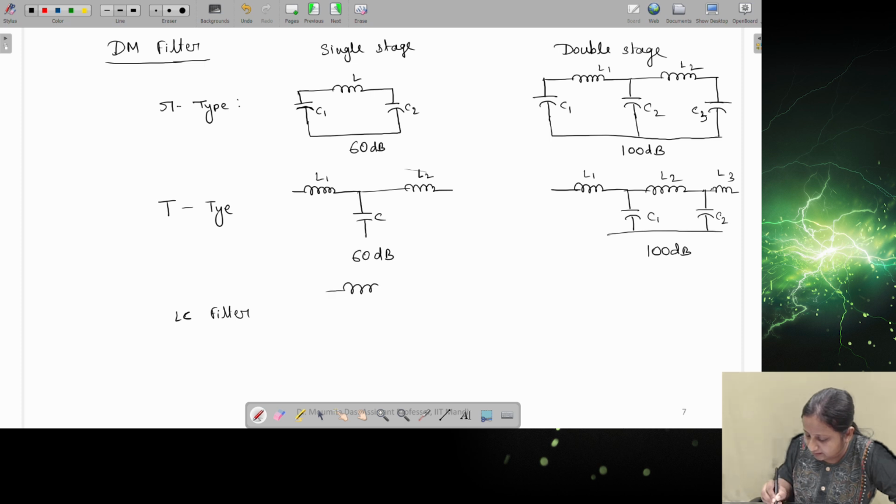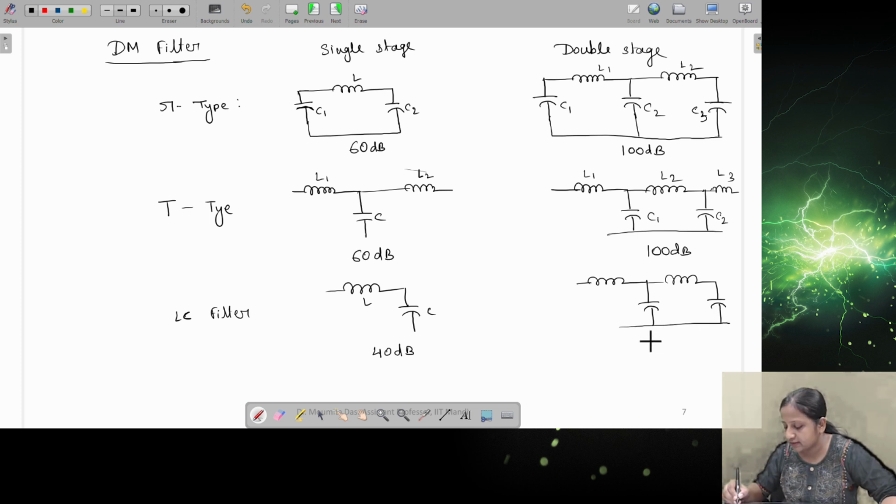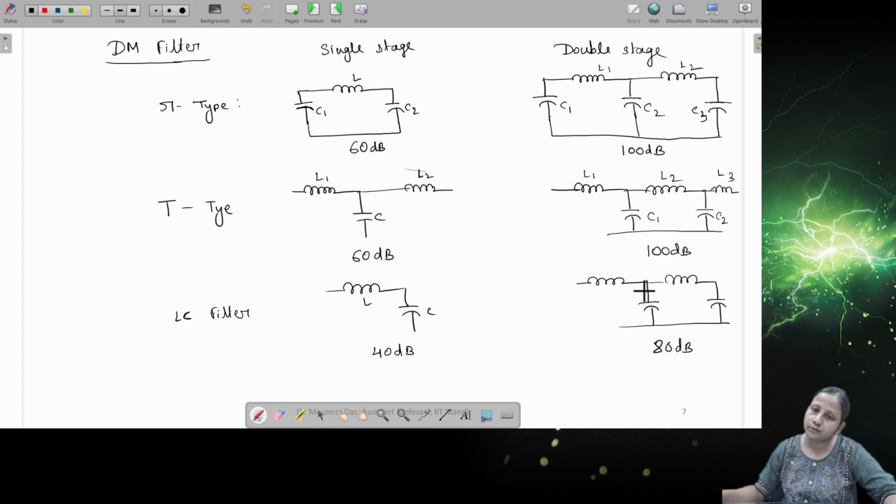So it is like this, right? It provides attenuation of 40 dB, and then if you again use double stage, it will be exactly double of the single stage component. So here again it provides double attenuation, 80 dB. So you see here, different levels of attenuation are given.